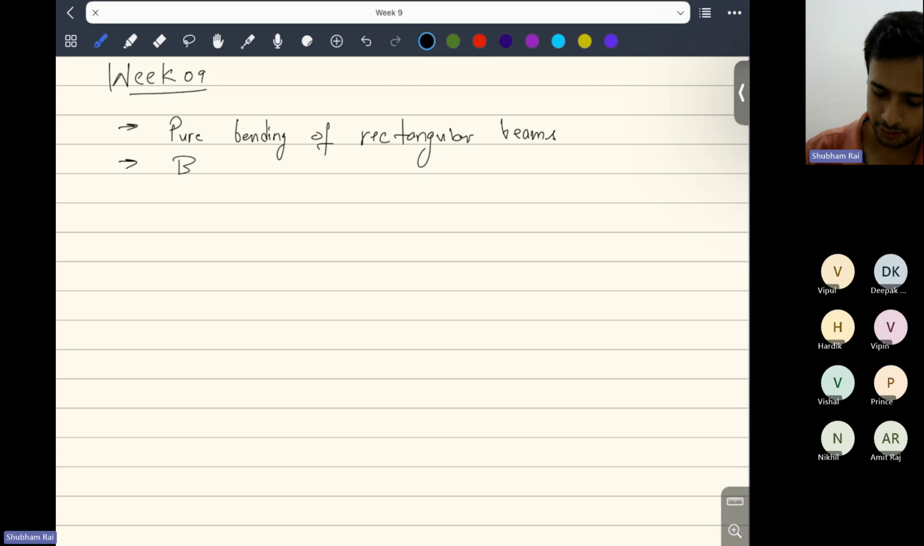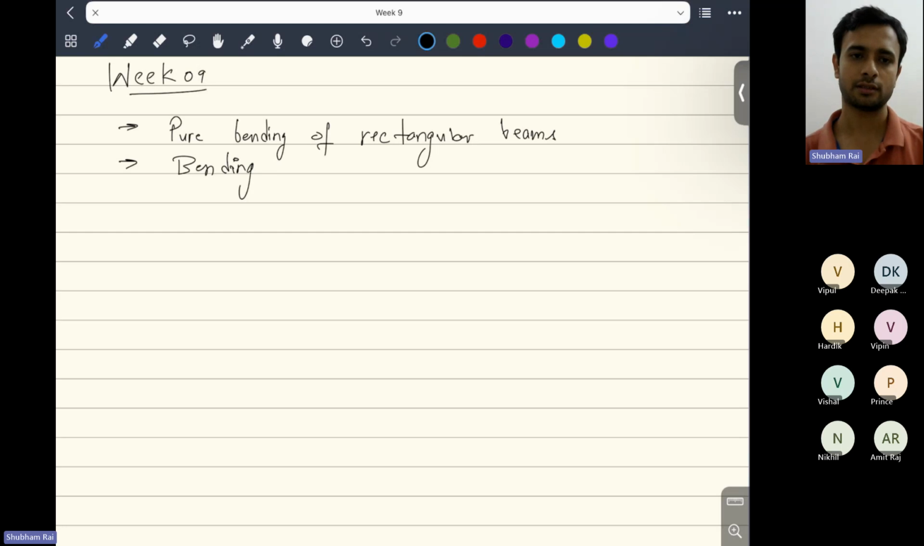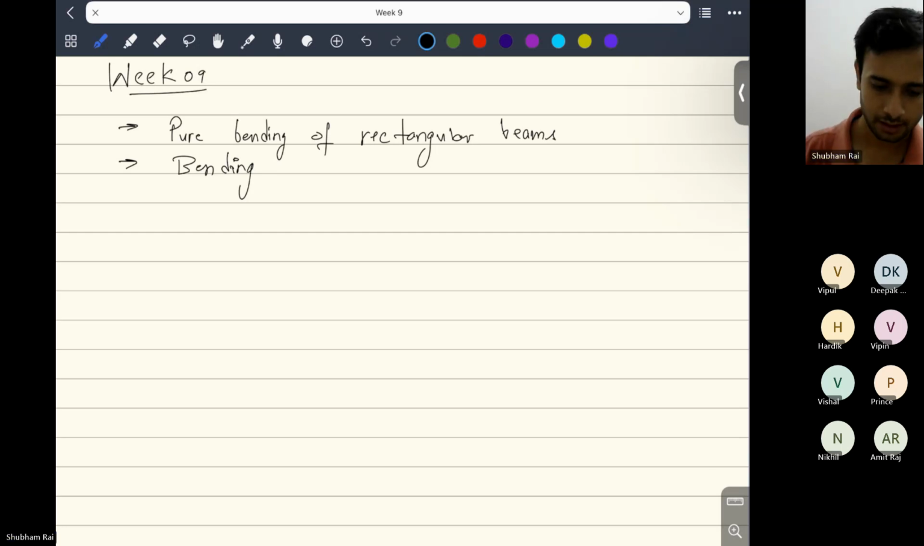Then you would have studied bending of beams where you have variable bending moment. So bending moment is varying with the length of the beam, let's say. So you would have studied bending of beams. And then you would have studied bending of unsymmetrical beams.